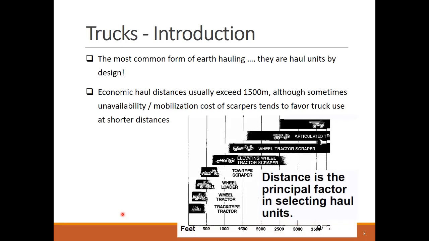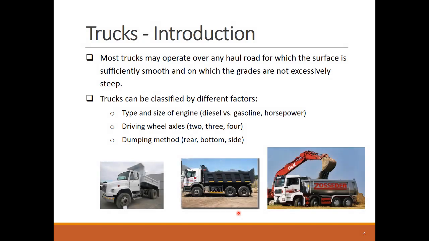Trucks are designed for a single primary reason, hauling material. This is why it beats scrapers in long-haul distances that usually exceed 1,500 feet. The shorter the haul distance, the more scrapers and dozers become economical. Trucks generally require well-maintained haul roads to operate efficiently.